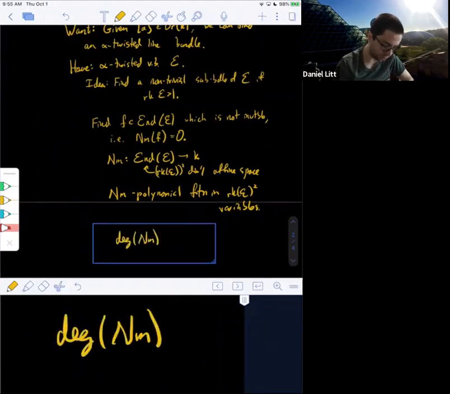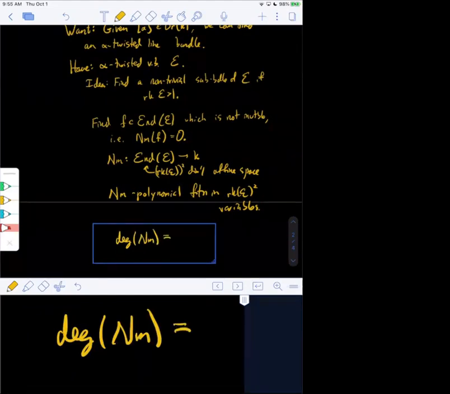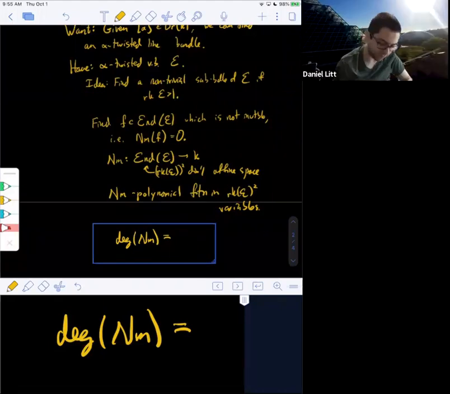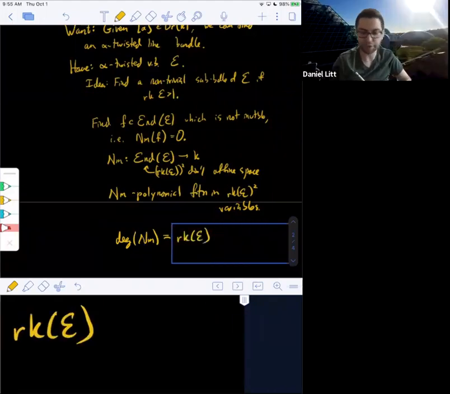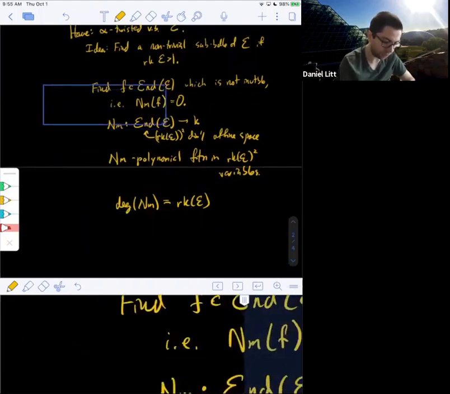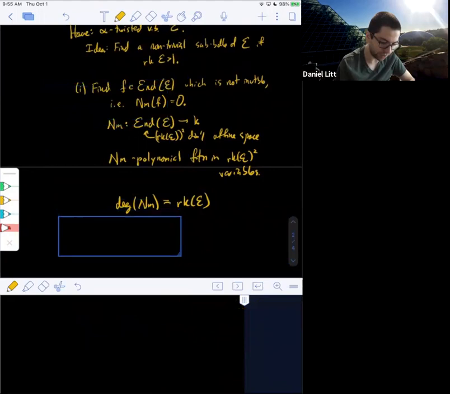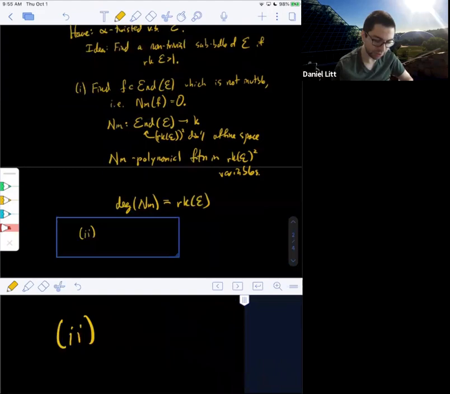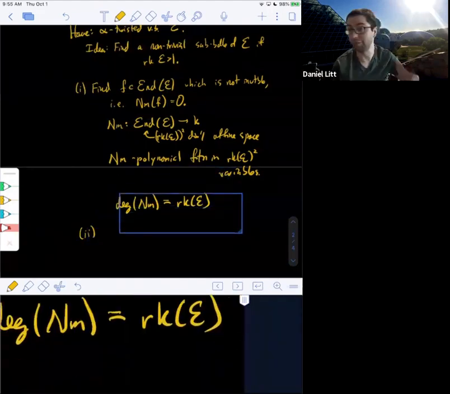So what's the degree of norm? Anyone? Probably rank of E. Yeah, it's just rank of E, and we can check that again by passing to a finite extension where norm just becomes the determinant, and the determinant has degree n if you have an n by n matrix, right? It's degree n in the entries of that matrix. So this was step 1 maybe. So we've now found, well, we have this function, it's homogeneous, right? Because the determinant is homogeneous. It's in rank E squared variables, and it's degree rank E.